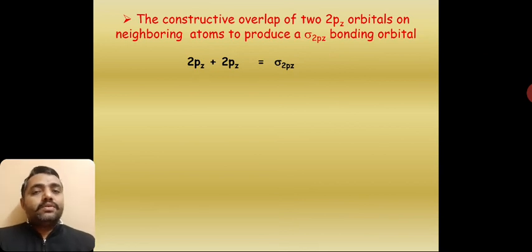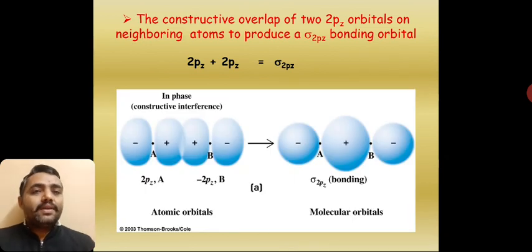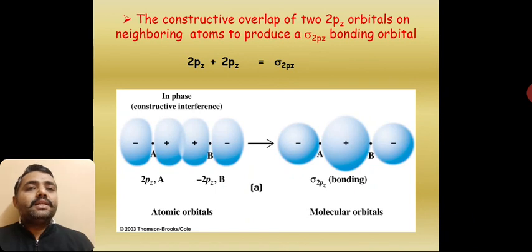Constructive and destructive overlap, as discussed in the earlier slide. Constructive overlap of 2pz orbitals on neighboring atoms produces sigma 2pz bonding orbitals. How will you show it? Look here: the p orbital shape is a dumbbell, one lobe positive, the other negative. But the pz orbital lies along the molecular axis and creates a sigma bond, not a pi bond. Therefore 2pz positive overlap forms sigma 2pz.